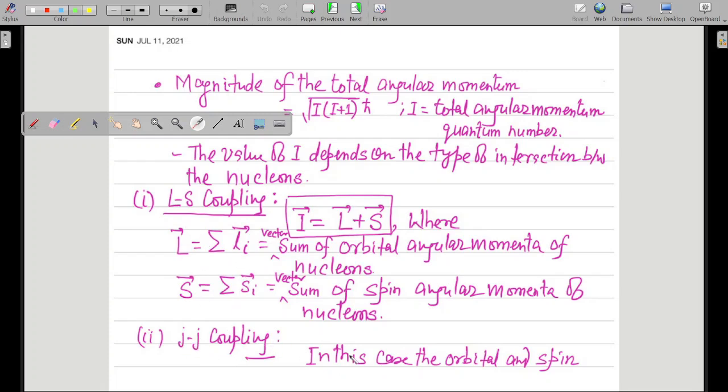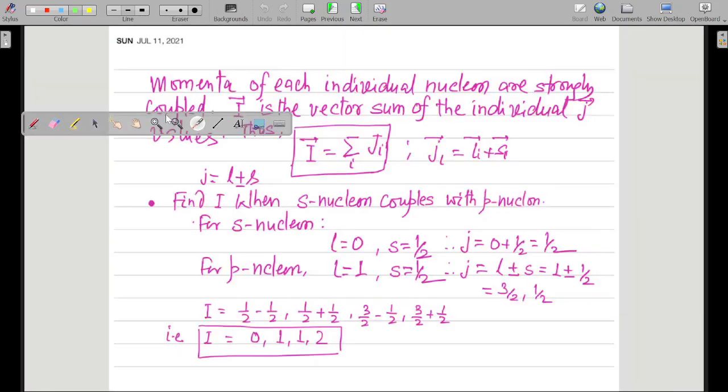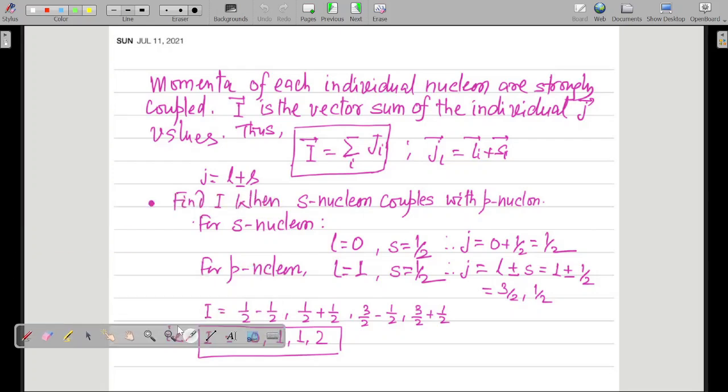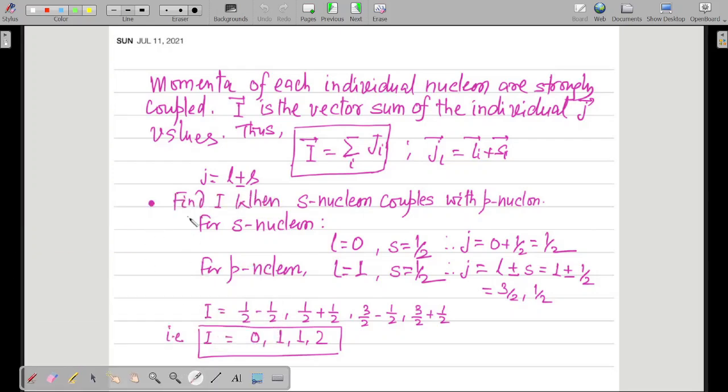But what about JJ coupling? In this case, the orbital and spin momenta of each individual nucleon are strongly coupled. I is the vector sum of individual j values. Thus I vector equals the summation of ji. They are strongly coupled, so I is the vector sum of individual j values.